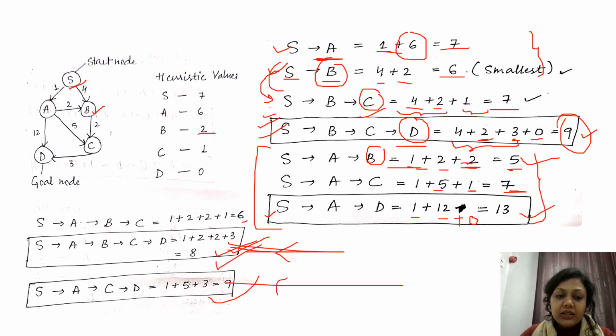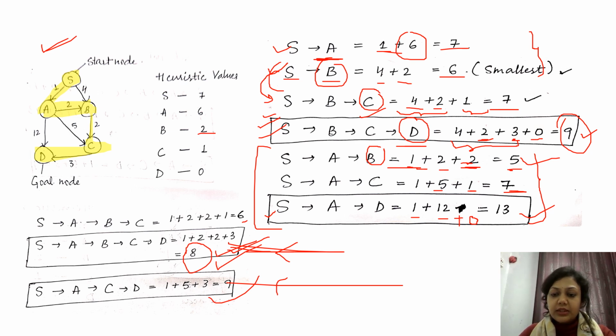So the minimum path which we have concluded in this numerical using A star algorithm is S to A, sorry, this is not right. This will be S to A to B, B to C and then C to D. So this will be our minimum heuristic path value using A star algorithm. Okay, and the minimum value for this will be 8.